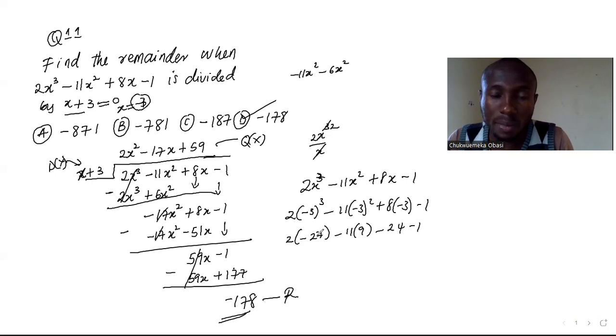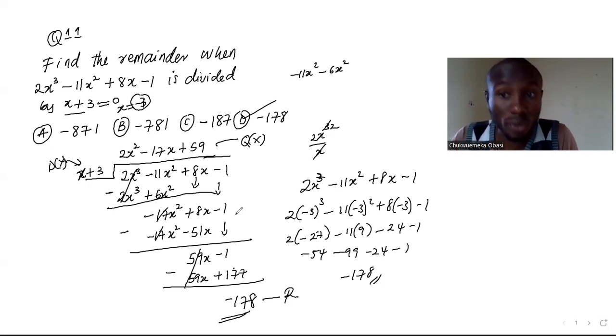And now 2 times -27 will give me -54. And here will give me -99, -24, and -1. Everything together will give you -178. So that is how to get it real fast and real simple.